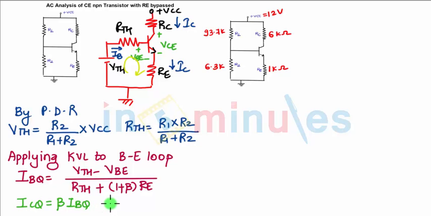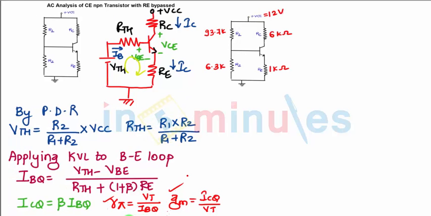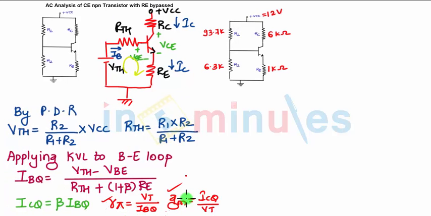Once you know IBQ, you can find the value of r pi, which is very important. It is required in the AC analysis, which is VT upon IBQ, and you can find gm. What is the equation for gm? It is ICQ by VT. So these parameters r pi and gm are required in the AC analysis. So we need to find the values of the resistance and transconductance. For that, what we need to do is the DC analysis. Similarly, we will solve the problem simultaneously.